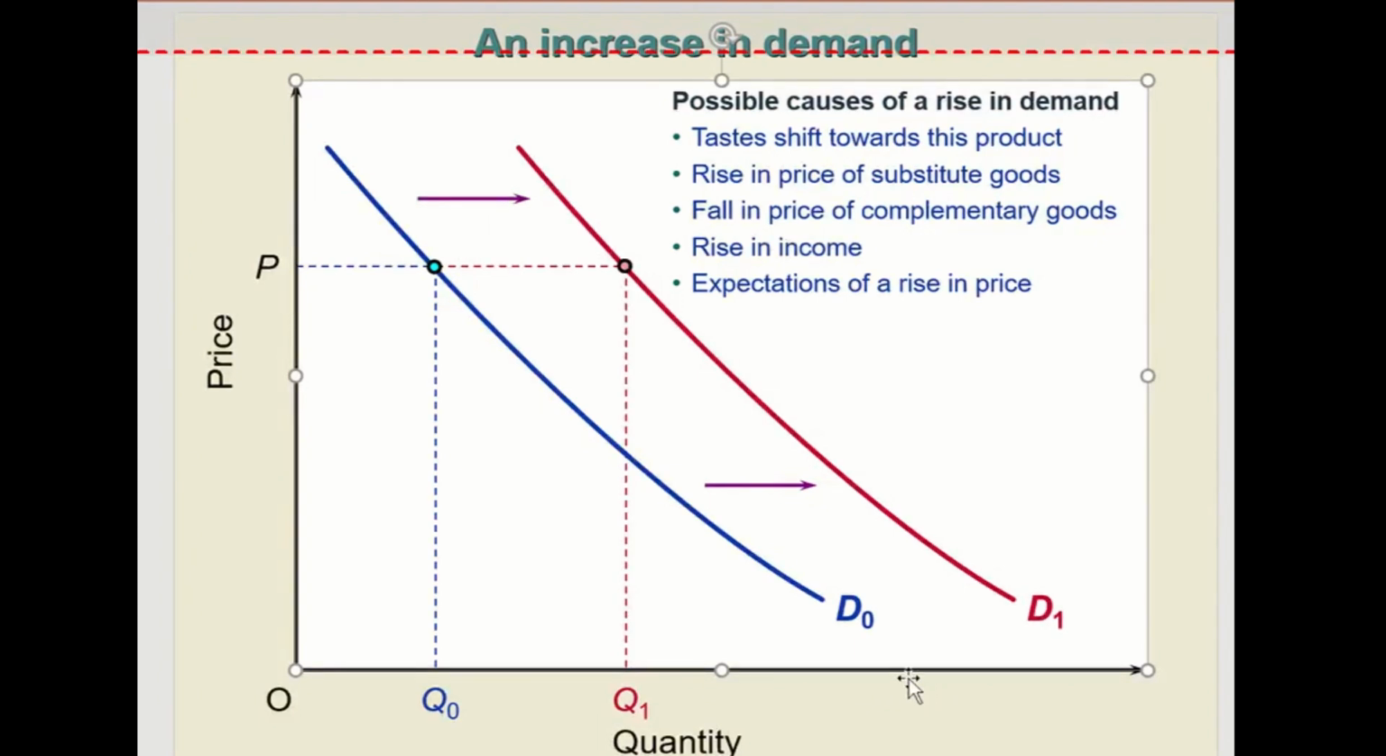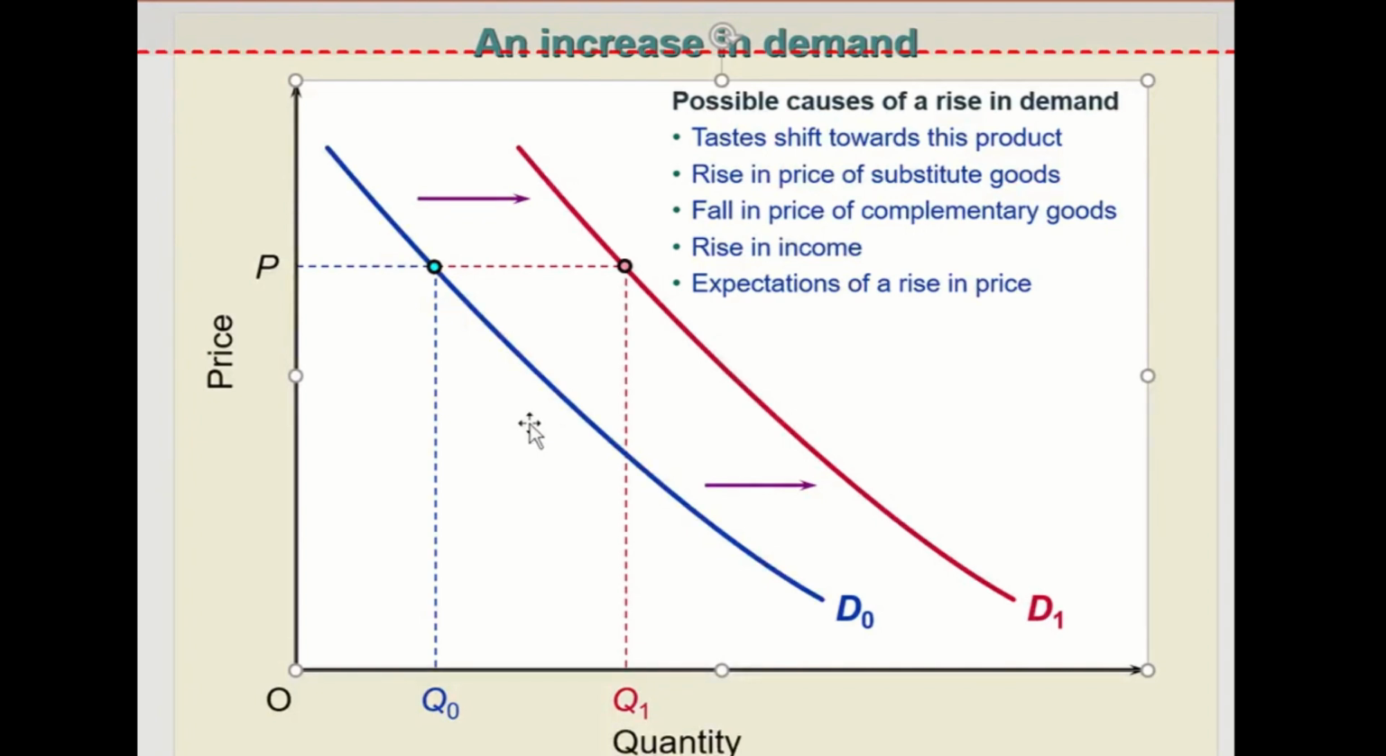When they demand less of the good, for example, because of a fall in the price of substitute goods, or a decrease in income, therefore they have less money available to purchase the good, so they will demand less of the good. So in this case, you have a shift of the demand curve to the left.